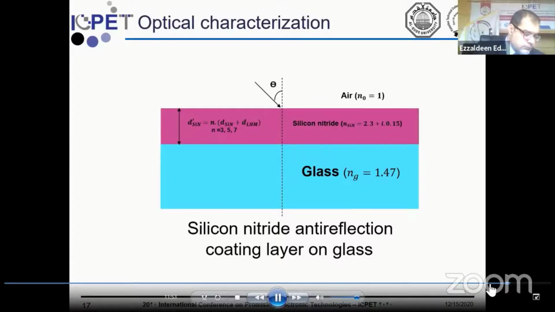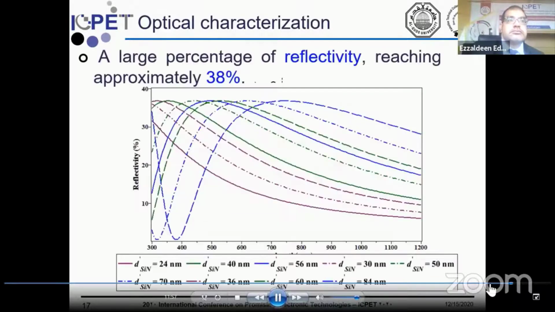Here we compared with the 1 unit silicon nitride anti-reflection coating layer on glass. We found a large percentage of reflectivity, reaching approximately 38%.